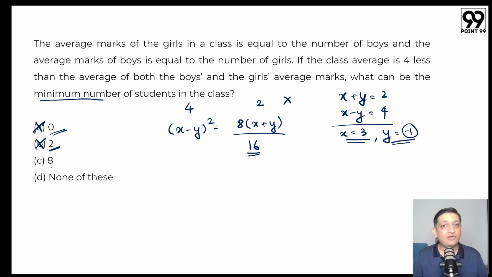What if the number of students in the class is 8? 8 8s are 64. Again, this makes sense. It is a perfect square.